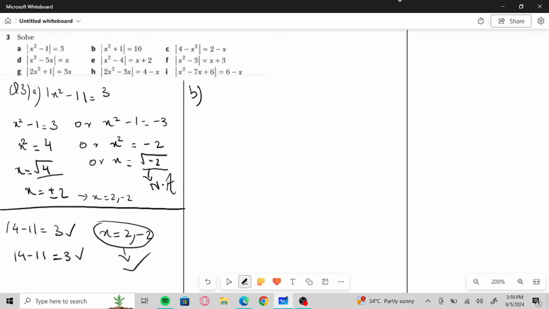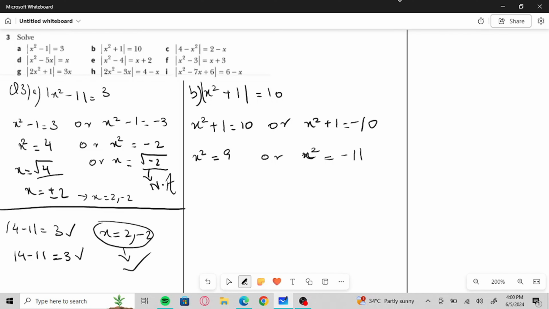So part B is similarly, I think, the same actually. This is minus plus. |x squared plus 1| equals 10. And when we say that, x squared plus 1 equals 10 or x squared plus 1 equals negative 10. It's really glitchy. x squared equals 10 minus 1, which is 9, or x squared equals minus 10 minus 1, which is minus 11. Again, if we put an under root here, x equals under root 9, or x equals under root negative 11. This is again not applicable.